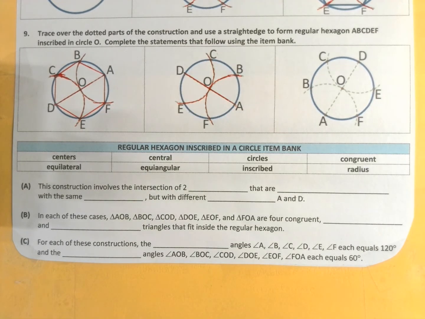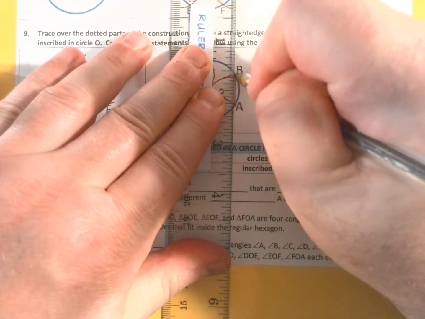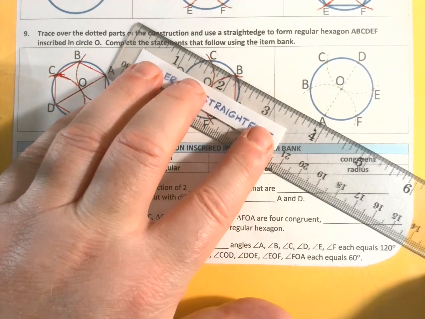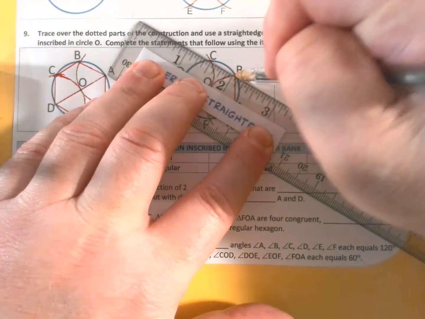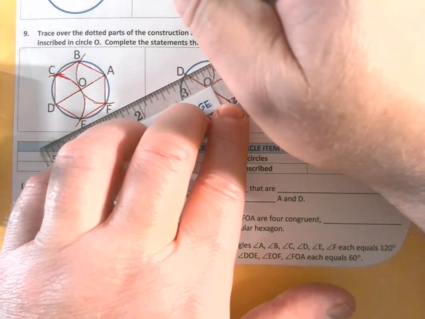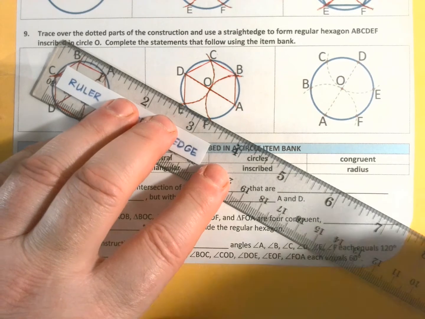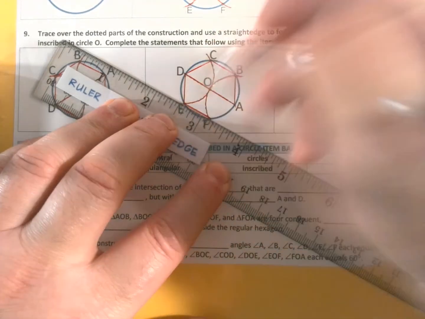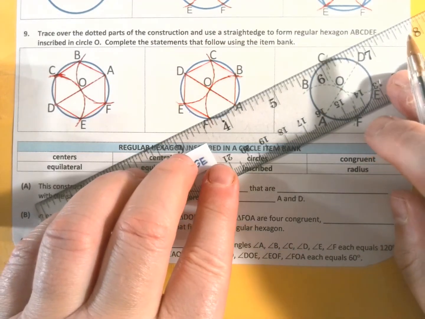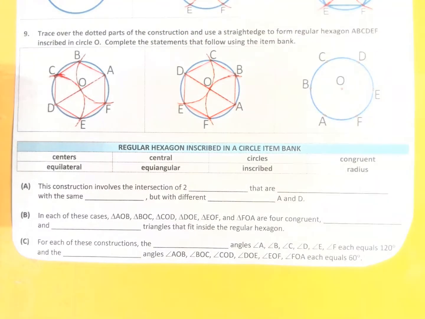So basically, get your ruler, and we go from A to B. Then you get your ruler again. We'll go from B to C. Then we go from C to D, D to E, E to F, and then F to A. And we have our regular hexagon inscribed in a circle.